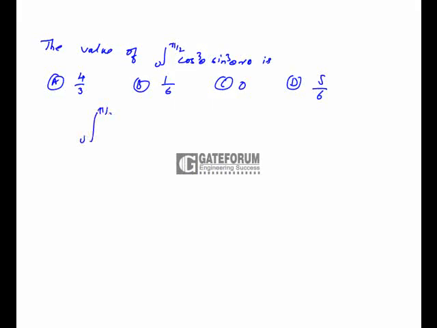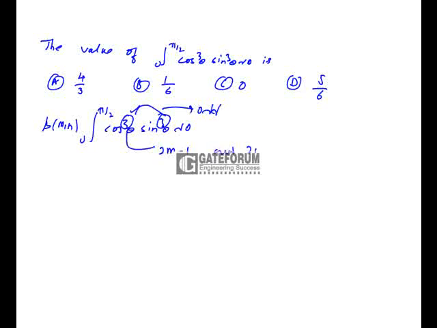Integral 0 to pi by 2 cos cube theta into sin cube theta d theta. We have to find the value of this integral. Now this integral can be written as beta of m comma n. Now look into these exponents. Exponents are nothing but odd numbers. So we can write them as 2m minus 1 and 2n minus 1.